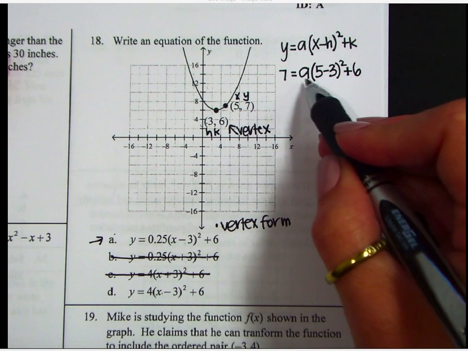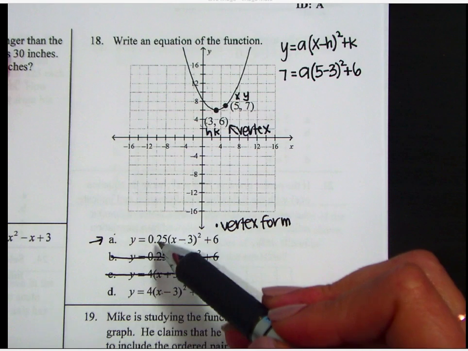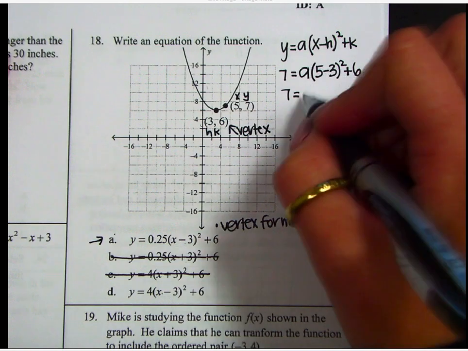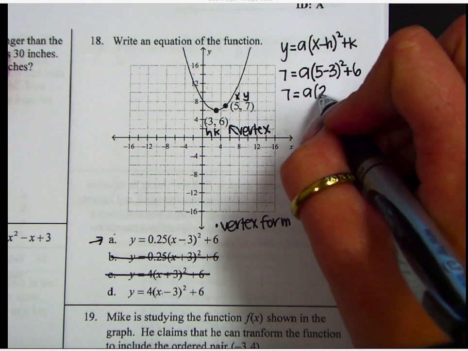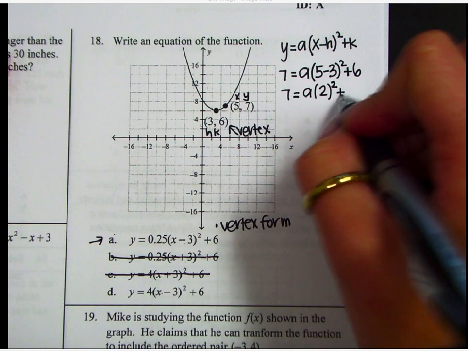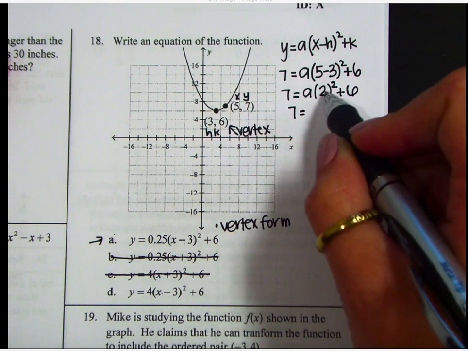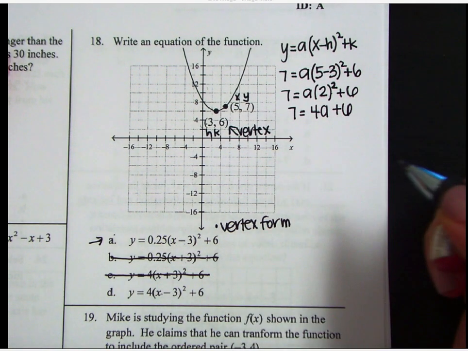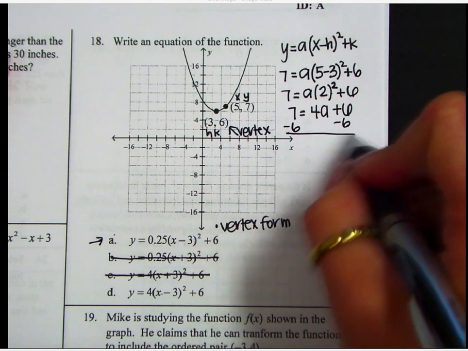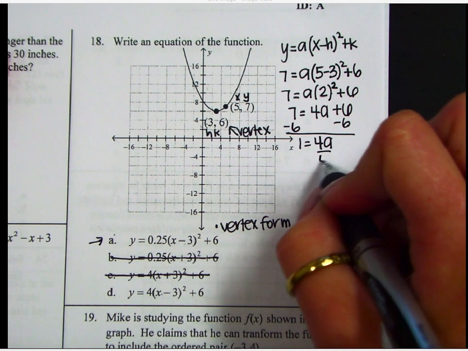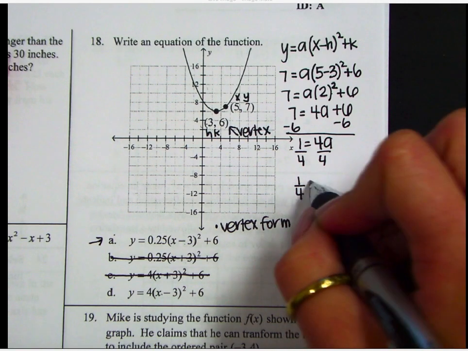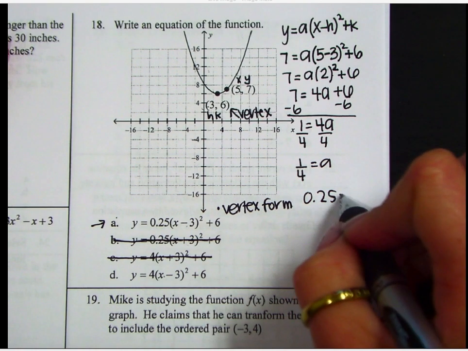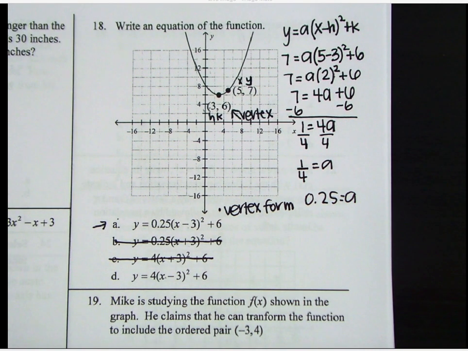Okay, so we're going to solve for A and be able to tell you that the A value is 0.25 or if it's 4. So in my parentheses here, I'm going to get 2. Then I have 2 squared, which is 4, so it's actually going to be 4A plus 6. Then subtract 6 to get A by itself, and then divide by 4. So we get that A is 1 over 4, which is the same thing as 0.25. So my answer has to be A.